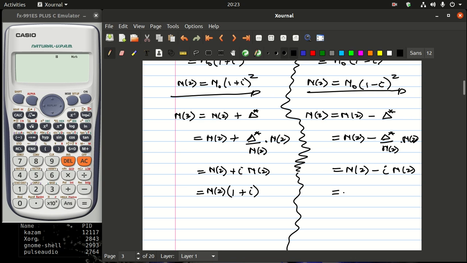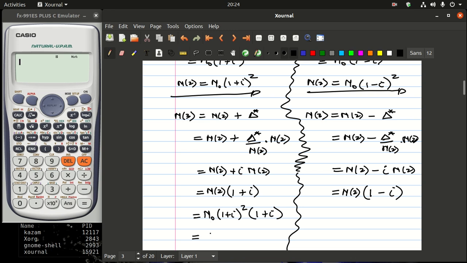And then on this side, if I take N of 2 out, I'm factorizing it out, I'll end up having a 1 minus I. So I have this, I have that. What was N of 2? N of 2 was equal to N naught, 1 plus I raised to 2. And then I have to multiply this by 1 plus I, which is this. So I replaced this part by that part which was there.